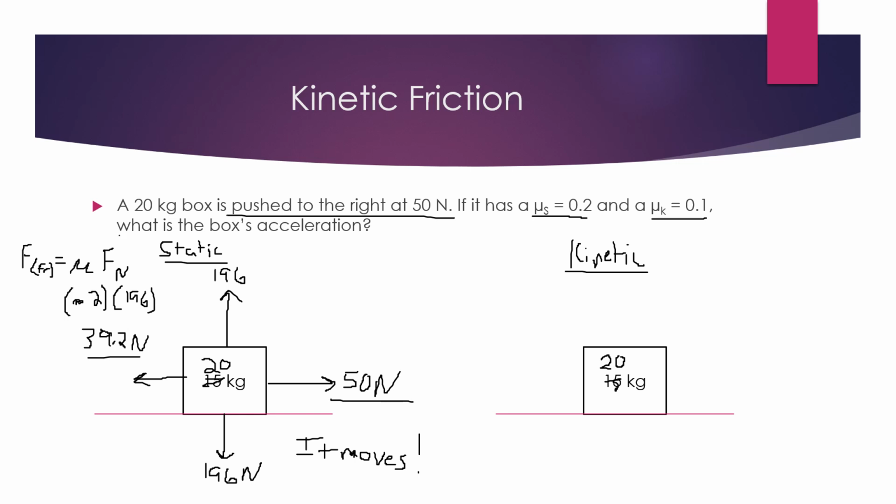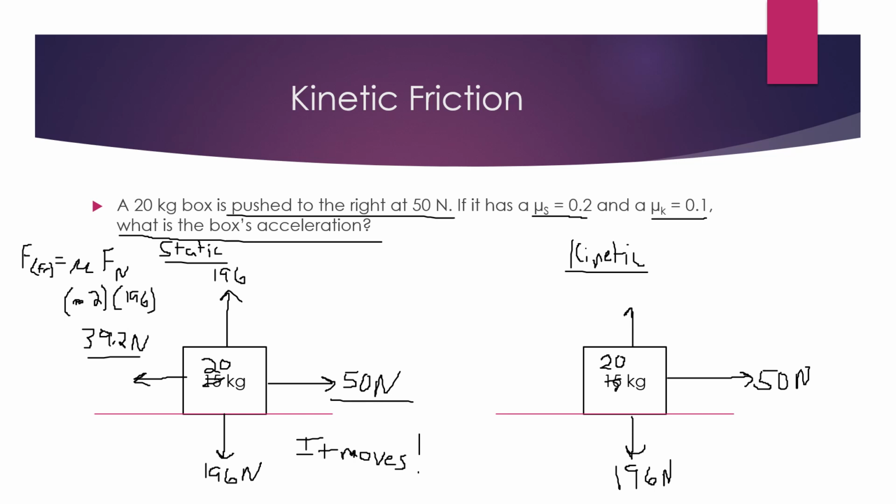So it says, what is the box's acceleration? So once it starts moving, it's now accelerating. So now, because it's accelerating, we're not going to use static friction anymore. We just have to figure out if it moved. Now what we're going to do is we're going to use the kinetic friction. So everything is going to stay the same. The push is still 50. Gravity is still 196.